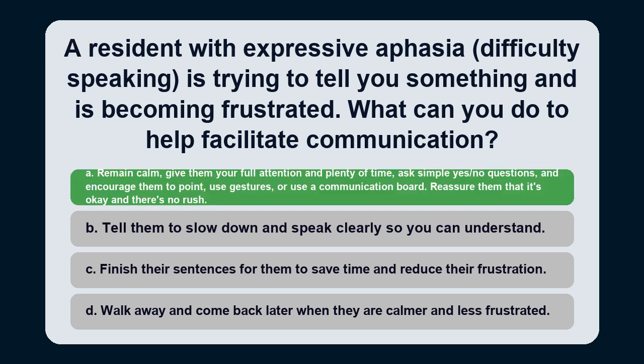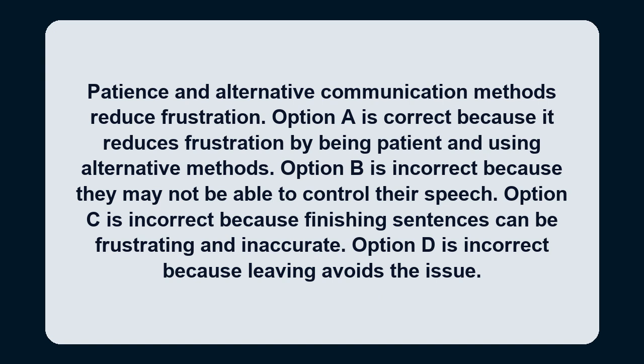The answer is A. Patience and alternative communication methods reduce frustration. Option A is correct because it reduces frustration by being patient and using alternative methods. Option B is incorrect because they may not be able to control their speech. Option C is incorrect because finishing sentences can be frustrating and inaccurate. Option D is incorrect because leaving avoids the issue.